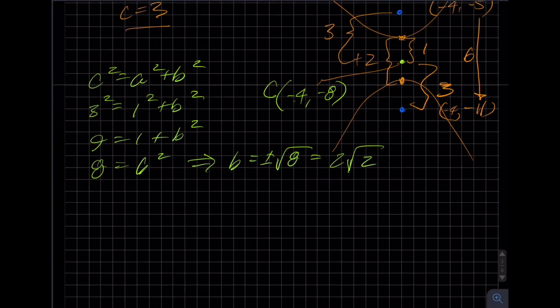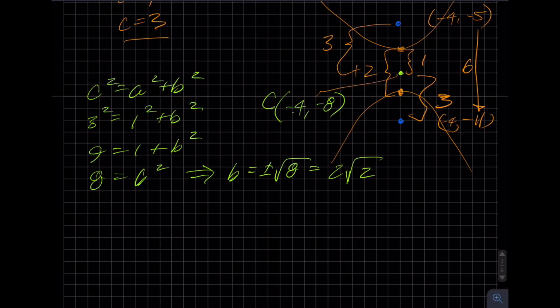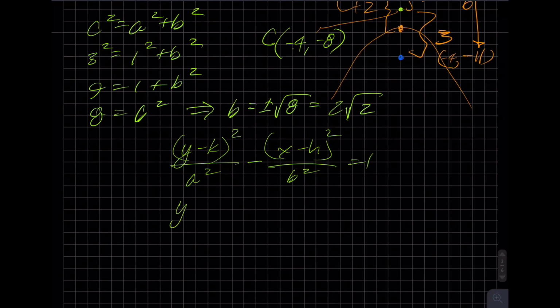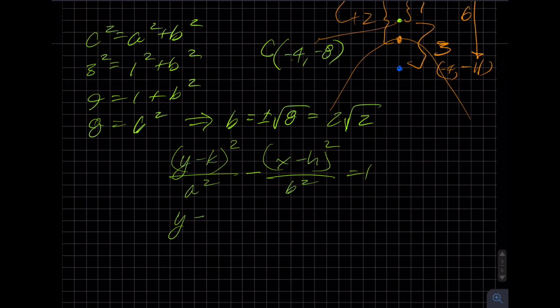So now the formula for my hyperbola in standard form, since it's a vertical one, I'm going to have y minus, I shouldn't say standard form yet, the general form of the standard form is y minus k squared over a squared minus x minus h, the quantity squared, over b squared equals 1. And so I'm going to get y minus the center point is that.